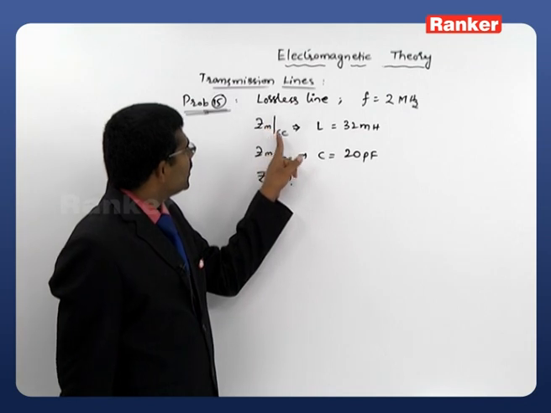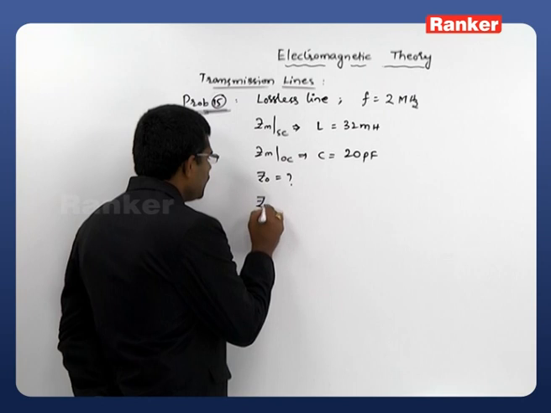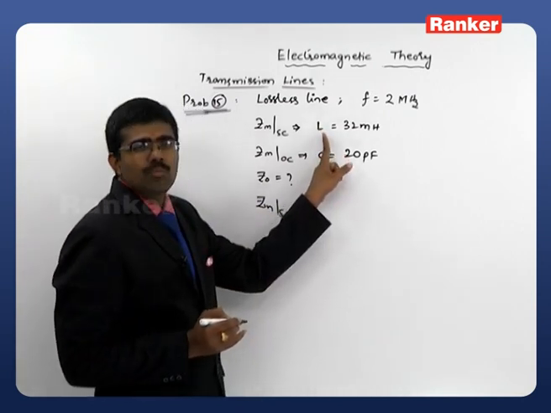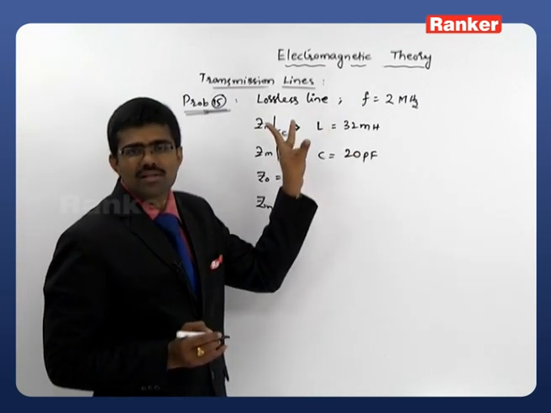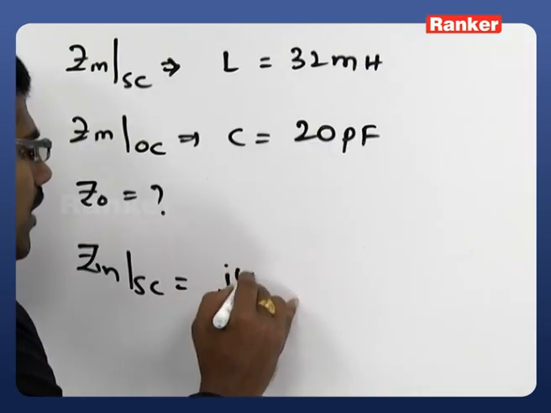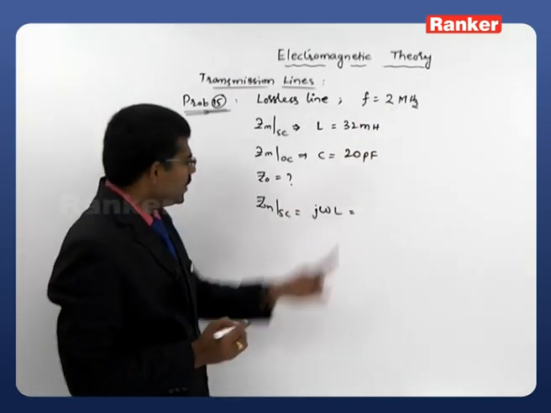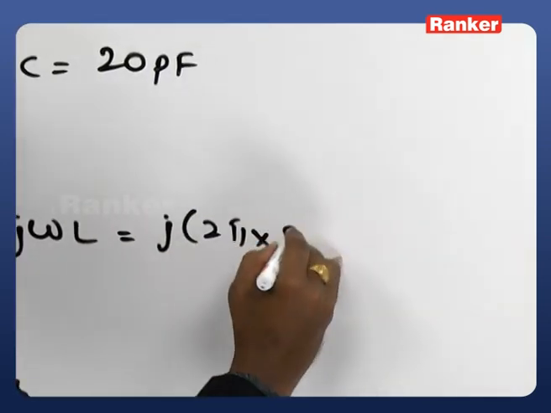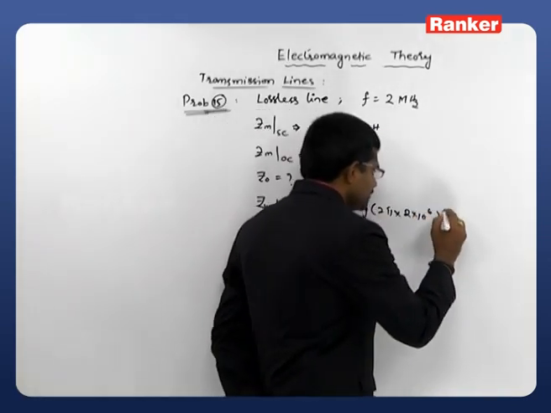So what will be the Z in SC and Z in OC that we require? Just Z in SC, that is when it is short circuited, is equal to the impedance provided by the reactance of the inductor. What is the impedance provided by the inductor? It is simply j omega L. For the calculation of omega you can use f, right? So take this one as j 2 pi into, instead of f it is 2 into 10 power 6, mega, into L. What is L? 32 millihenry.